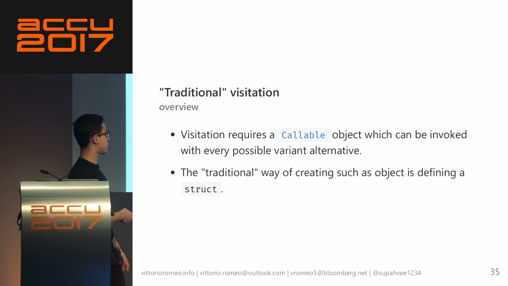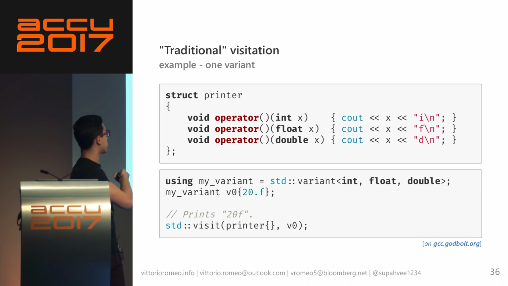And the traditional way of creating such an object is by defining a struct with multiple overloads. This is a very simple example. We have this myVariant type alias here, which can be an int, a float, or a double. We initialize it with a float, and then we call std::visit with printer and v0, which is our instance. As you can see, printer is a stateless struct that provides an operator call overload for all the possible types inside the variant. So what std::visit is going to do is basically say, okay, what is the type active in this instance? It's float. Then I'm going to call this overload here and print the value with a suffix f.